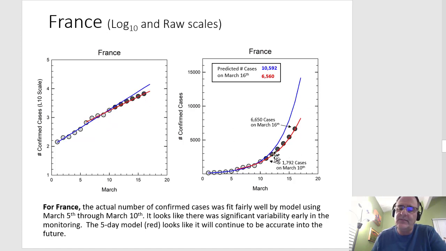We had 1,792 cases on the 10th and 6,650 cases on the 16th. And my prediction was between 6,560, which looks like it's the same, but it's not. It's about 100 cases lower, up to 10,000. So it very much is tracking the red line.